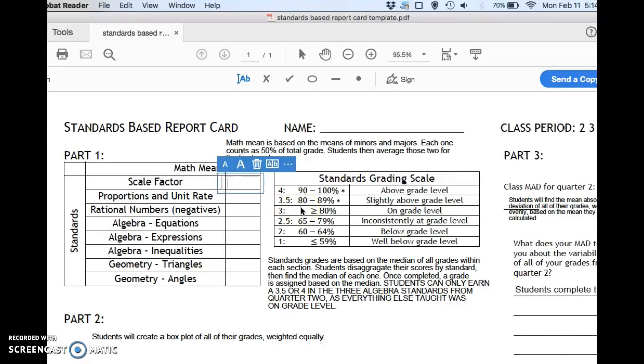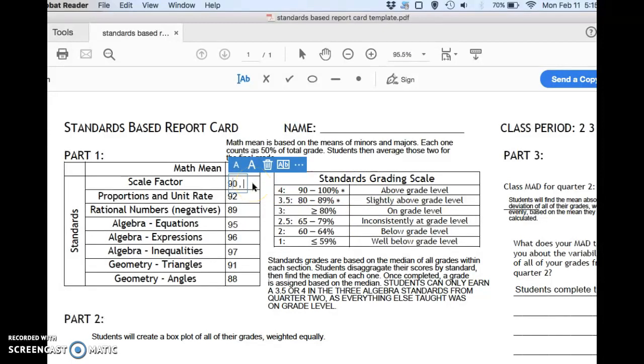Let's say that the scale factor median, remember this is median, was a 90. Then this person got a 92, 89, 95. Again, I'm just making this up so that you can see what it looks like. 96, 97, let's say 91, and 88. Let's go back here and do 91. So then you use the standards-based grading scale over here. This is how I want you to key that.